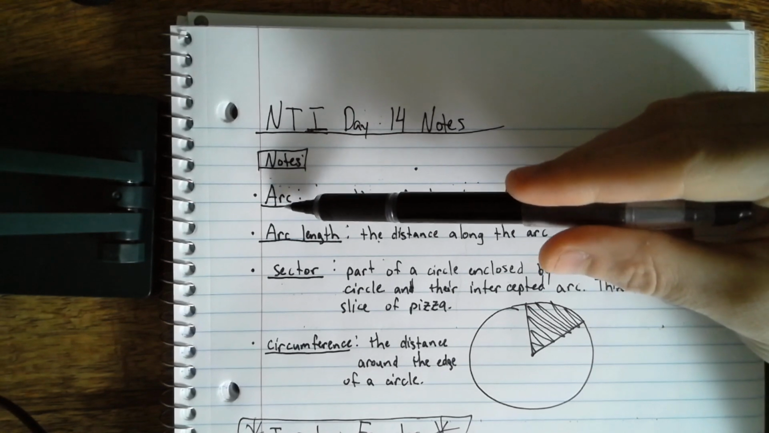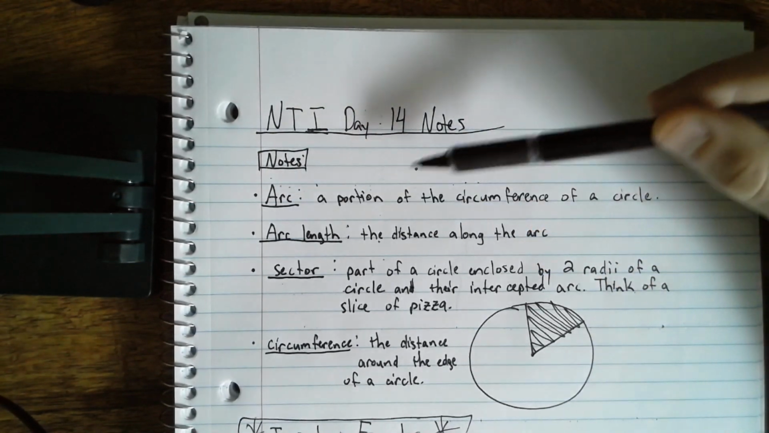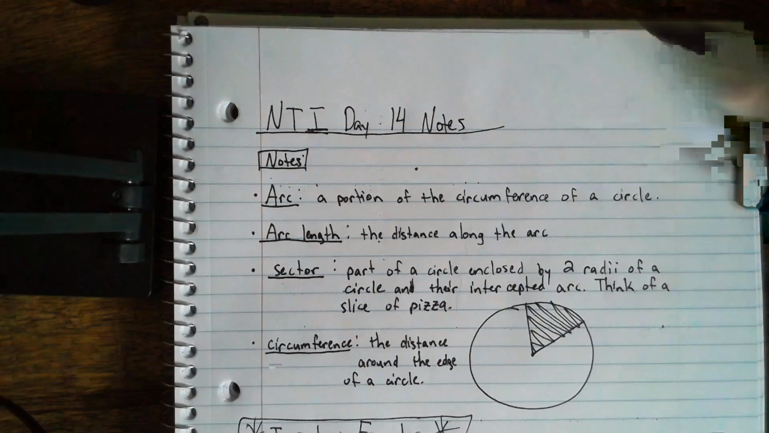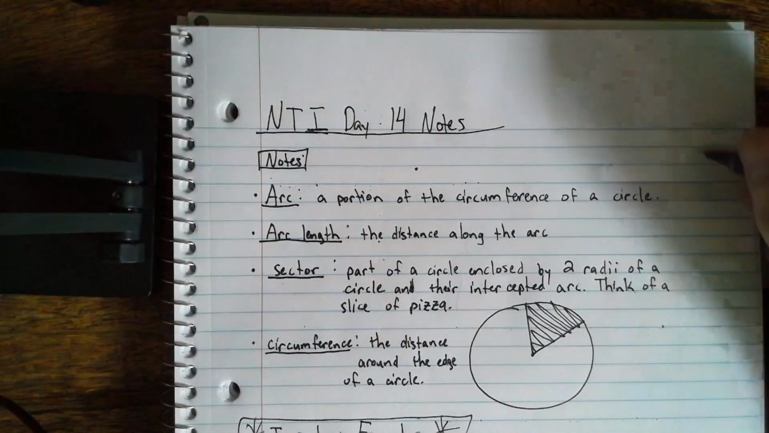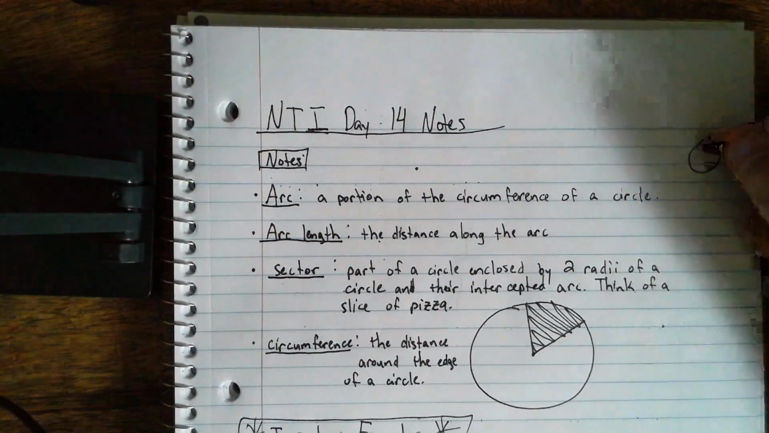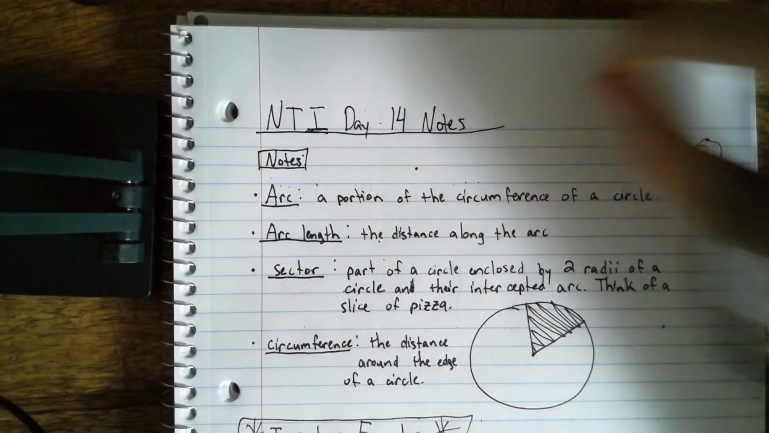So first, we're going to define arc again, and an arc is just a portion of the circumference of the circle. We've been doing that for a while, so hopefully you're okay with this. So you got a circle, and an arc is just a portion of that. Like if you took a piece of that circle and pulled it out, that would be an arc.